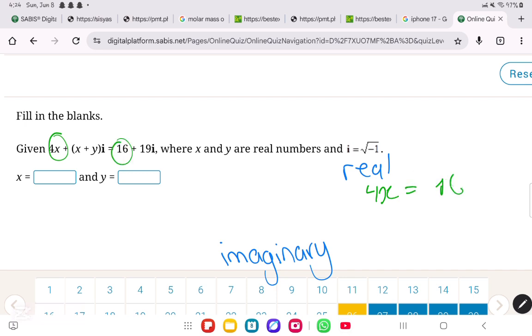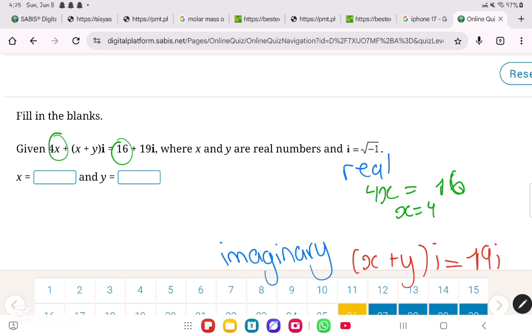So from both sides, you're supposed to take the real part, which is the numbers that don't have i. So 4x is equal to 16. That means x is equal to 4. So very simply, we have the value of x, which is 4. Now for the imaginary part, take out the imaginary numbers. It's going to be x plus yi is equal to 19i.